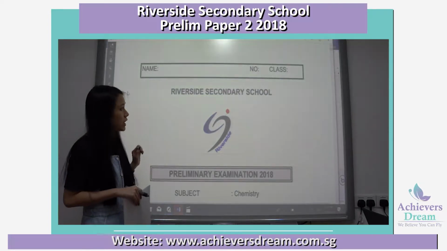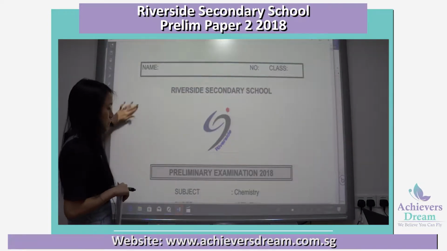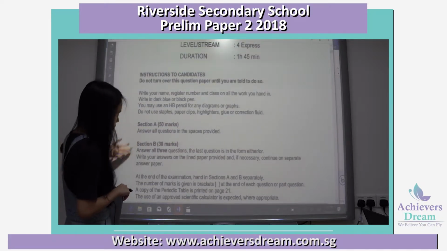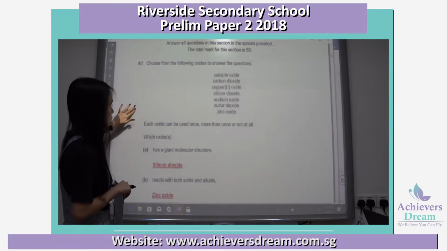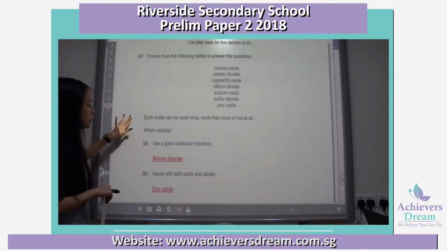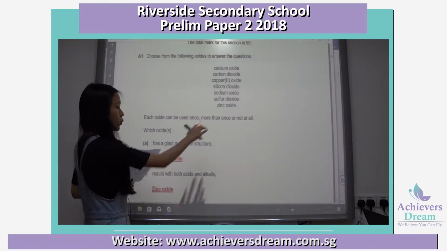Okay, now let's take a look at Riverside Secondary School paper 2 here. Let's take a look at question 1. So we have the following oxides to look at. Each oxide can be used once, more than once, or not at all here.